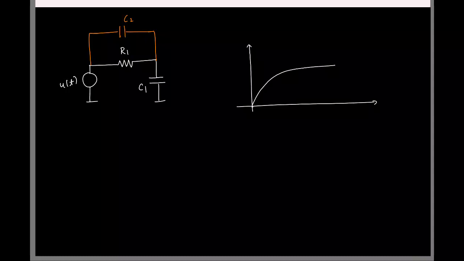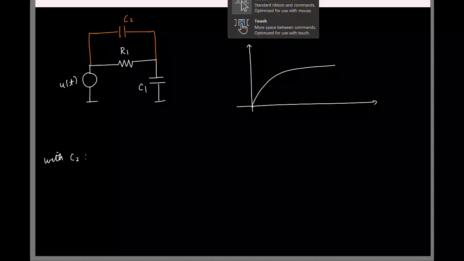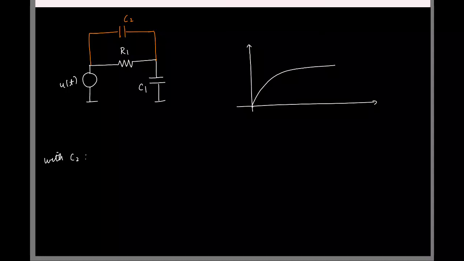Once I add the capacitor, how many poles and zeros do we have? Look carefully, how many poles? To find the number of poles, we short the input. The moment you short it, the two capacitors are in parallel, so only one independent state is there. Do we have a zero?